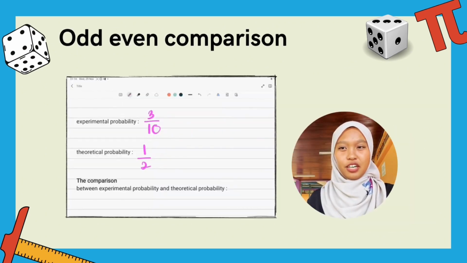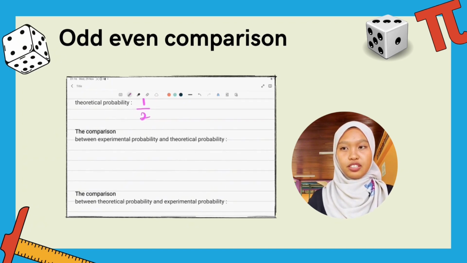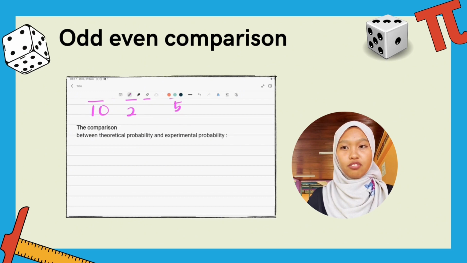Now, we will see the comparison between experimental probability and theoretical probability. To compare these two probabilities, we need to subtract them, which means 3 over 10 minus 1 over 2 equals negative 1 over 5, or 1 over 2 minus 3 over 10 equals 1 over 5.